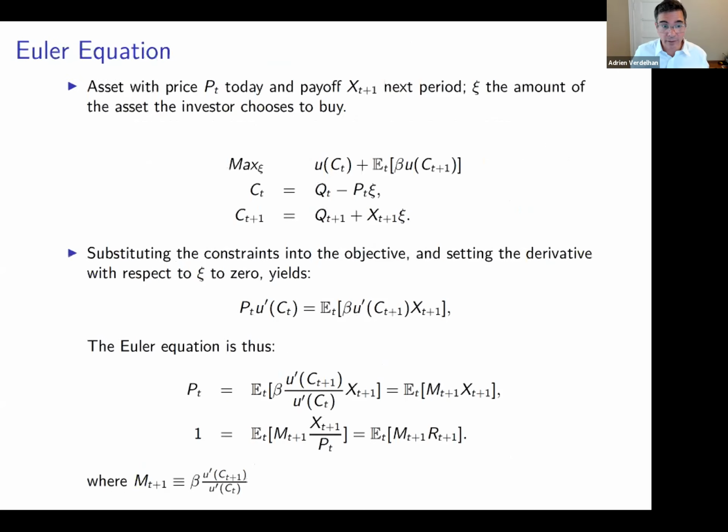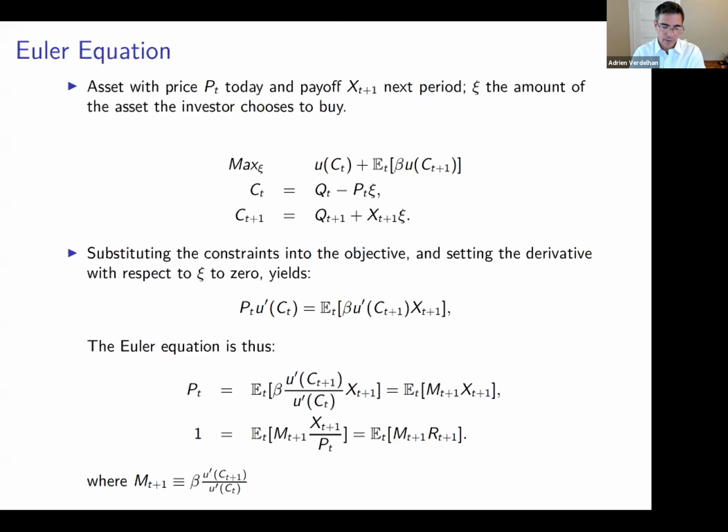You can also derive it through a simple maximization problem, like the classic Euler equation of an investor maximizing consumption today and the expected consumption tomorrow. That investor can decide to buy an asset, price P_t, quantity ξ, and think about what is going to be the consumption tomorrow. The consumption tomorrow is going to be equal to the endowment tomorrow, Q_{t+1}, plus whatever payoff I get from that asset, X_{t+1}. You take the first order condition, and you derive the classic Euler equation I have here.